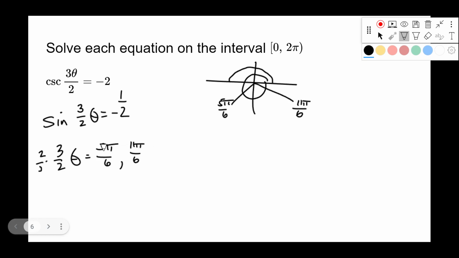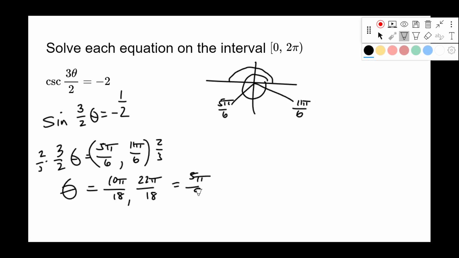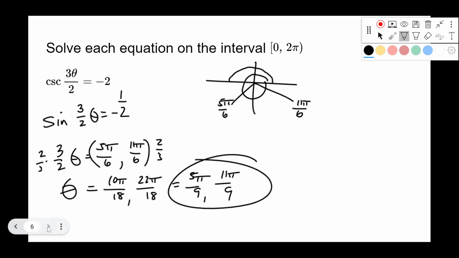So I got to multiply them both by 2/3, though. 2/3, and I'll cross cancel again. I get 5. Oh, no, you know what? I'll just multiply straight across. I got to multiply both of them anyway, so I might as well just multiply straight across. I get 10 pi over 18, and then I get 22 pi over 18, which I'm going to reduce to 5 pi over 9. 2 goes into both, and 2 goes into both. 11 pi over 9. These are my two answers. And that's all done. Okay? All right, and that's it.